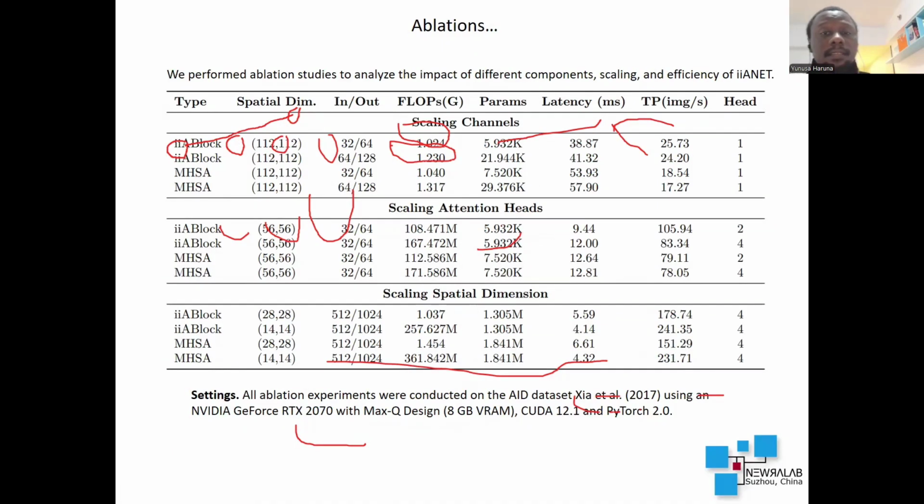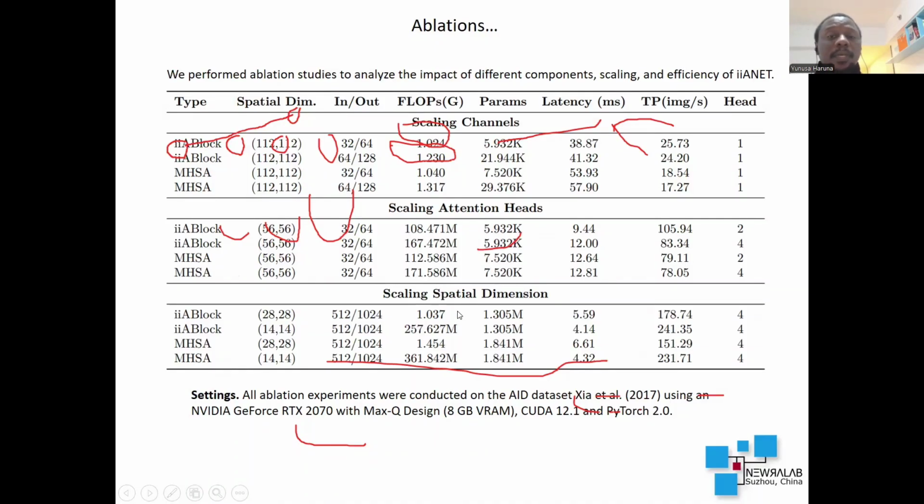Next is scaling attention heads. We tried to scale the attention heads because in iiABlock we also make use of attention heads, which is the multi-head self-attention. We tried to use 2 heads, and when you compare the GFLOPs with multi-head self-attention, ours is 108 and this one is 112. The latency is also better than multi-head self-attention, and the throughput is also better.